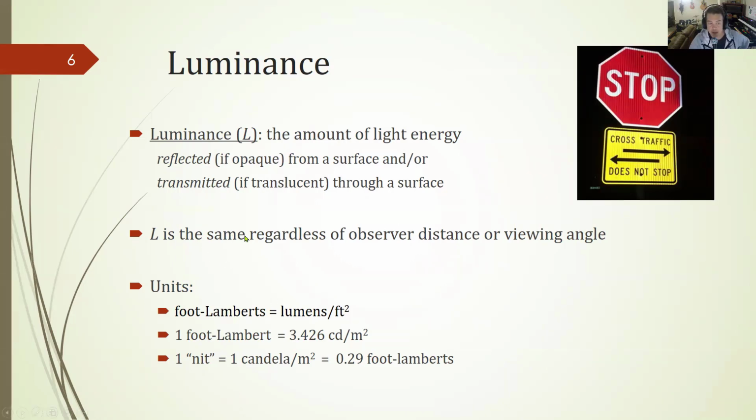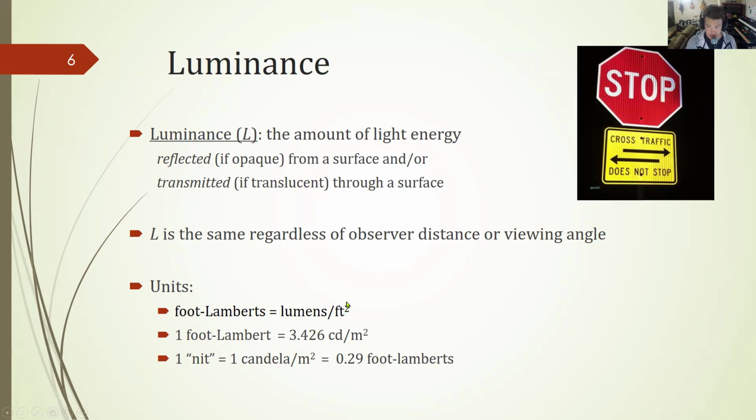This does not depend on an observer or how well I see or anything like that, or the viewing angle. It is only about the distance from the object that is the reflected or transmitted source, or surface, I should say. All right, now units, just like we had for everything else. The units are called foot Lamberts. You recognize Lambert from Lambert's law. One foot Lambert is mathematically equivalent to one lumen per foot squared.